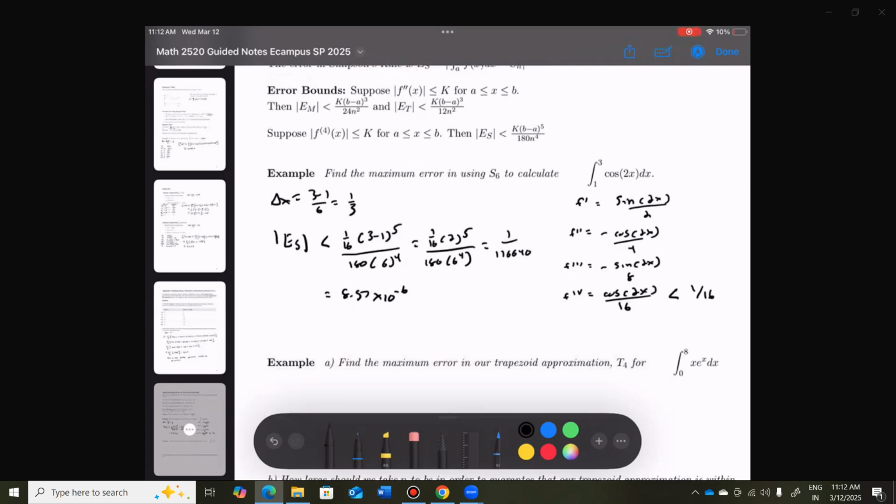I may have skipped over a little bit. The k value here, we did this because we had to find something that this fourth derivative is going to be less than. And so we get 16 on the bottom. That's why we have the 16 here. And then cosine's max value is 1. Cosine of any angle, its max value is 1. So that's why we set the k as 1 over 16. That's where that came from, and then you move into this to find the max error.